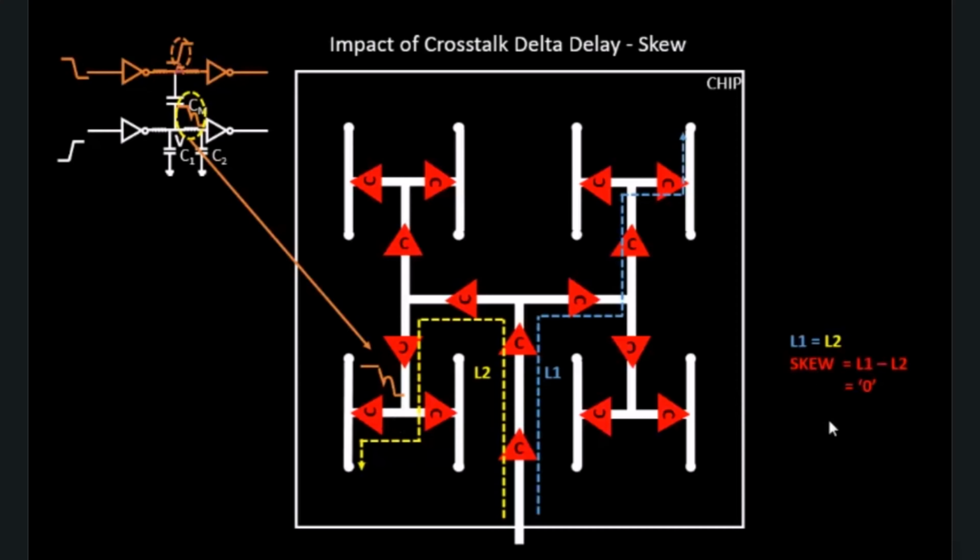Since this will take a bit of understanding and a bit of learning, we'll take this in the next video. In this video we'll stop over here with a note saying that the crosstalk delta delay will have an impact on the skew. How it will impact, we'll look into in the next video.